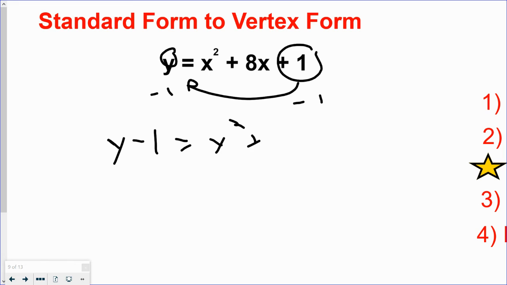So I've got x squared plus 8x. Now on this side, I can make my perfect square trinomial. I want to take half of 8 and square it. Half of 8 is 4. 4 squared is 16. So I have to add a 16 there. Well, if I add a 16 on the right side of the equal sign, I have to add a 16 on the left.